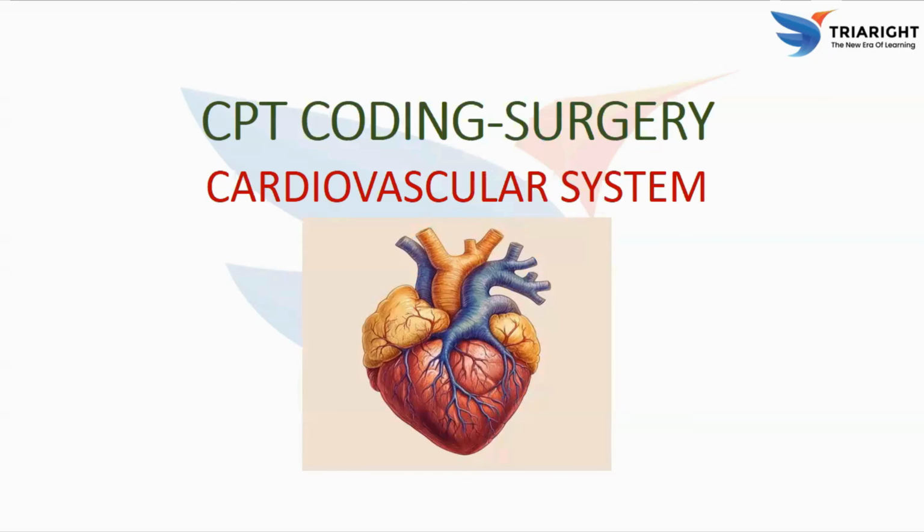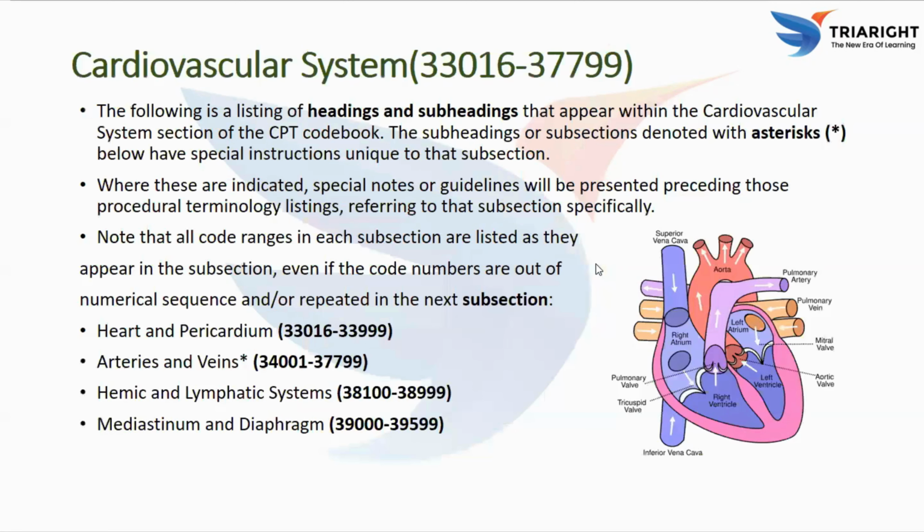Today in this session, you're going to learn about CPT coding guidelines for surgery of the cardiovascular system. You're going to learn how the cardiovascular system section is organized in the CPT codebook and how to read it correctly. The cardiovascular system includes procedures done on the heart, blood vessels, blood, lymphatic system, mediastinum and diaphragm. The CPT codes for the system range from 33,016 to 37,799. So what are the headings and subheadings?